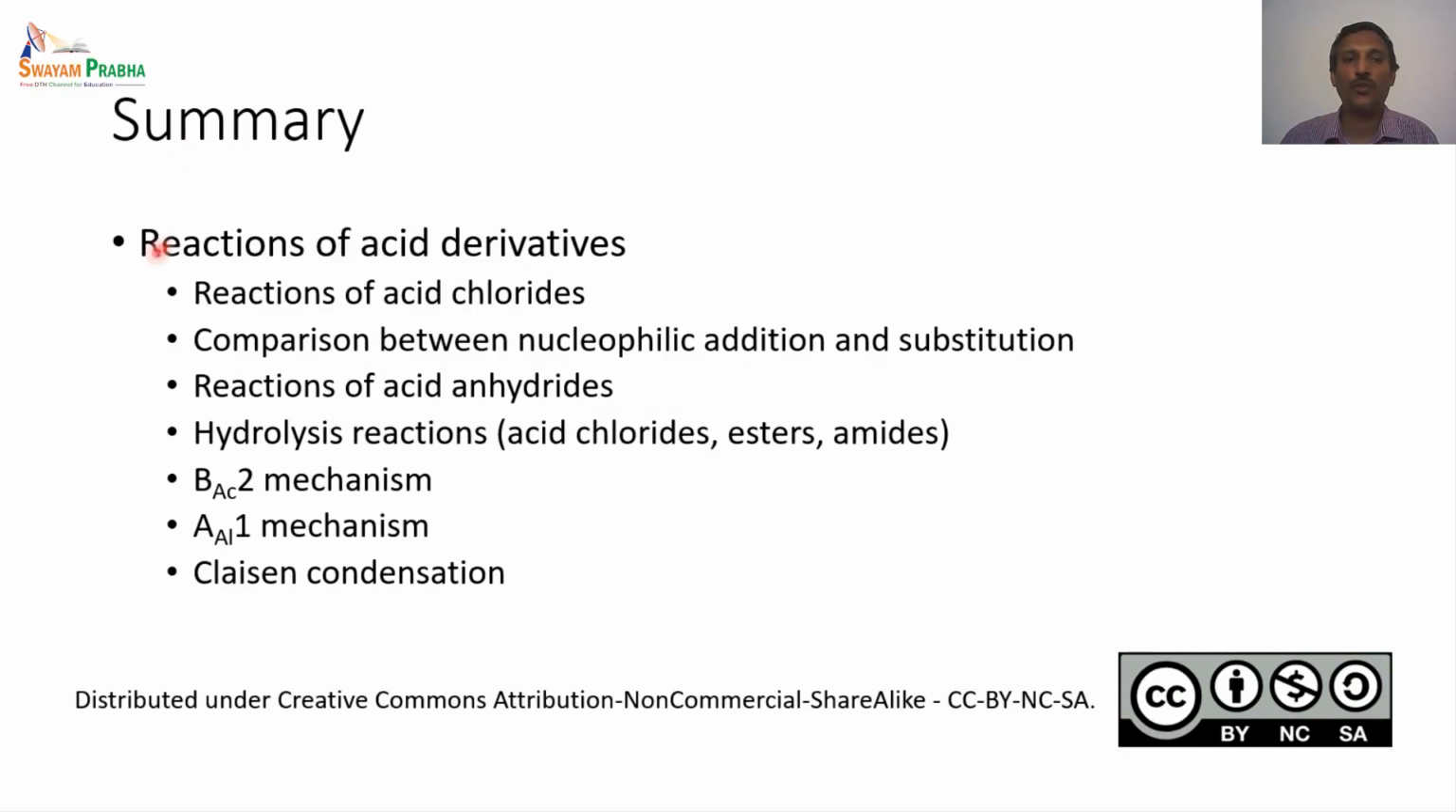Let us recap what we have studied so far. We have studied the reactions of various acid derivatives, mainly the reactions of acid chlorides. We also compared nucleophilic addition and substitution reactions, and why aldehydes and ketones undergo nucleophilic addition reactions, whereas other acids and their derivatives undergo nucleophilic substitution reactions. We have also studied the reactions of anhydrides and the various hydrolysis reactions of acid chlorides, esters and amides. We also studied the BAC2 mechanism and the AAL1 mechanism. Finally, we studied the Claisen condensation reaction for the preparation of beta ketoesters.